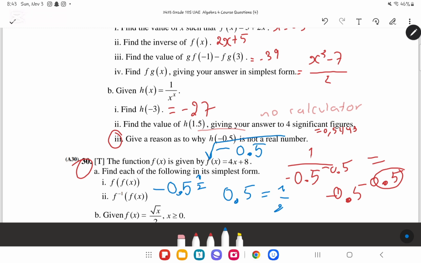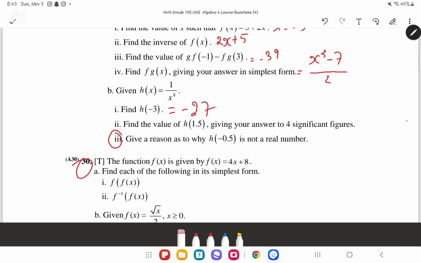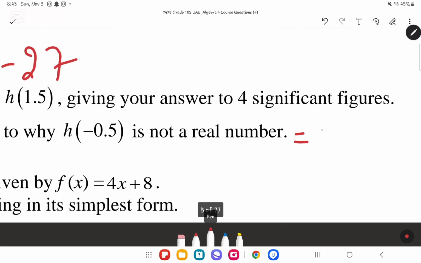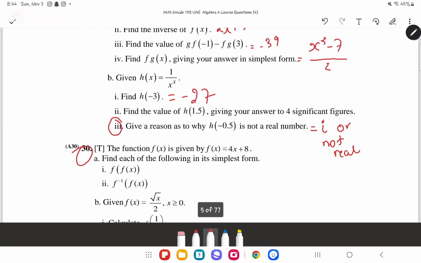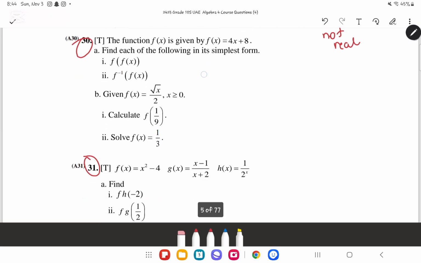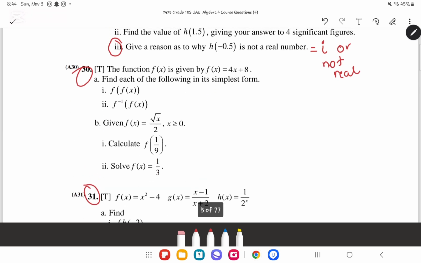So now we have the radical of minus 0.5. Is there a possibility to have this radical? Here the root is 2, an even number. Is it possible to have an even root of a negative number? No, it is not possible. So we call this imaginary or not real. So very simply, we can write over here, it's imaginary or not real, because we just solved it and proved it.